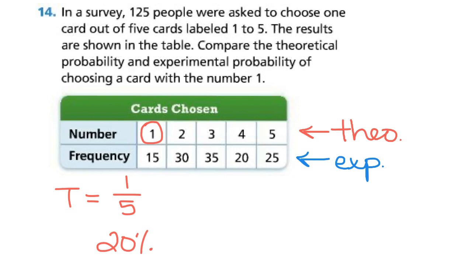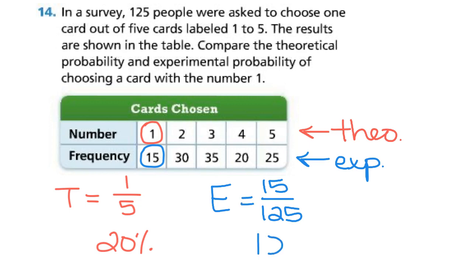But if I look experimentally, I'm going to look at the frequency, and that was 15 times out of 125. And that is about 12%. Based on this, the experimental probability is less than the theoretical probability.